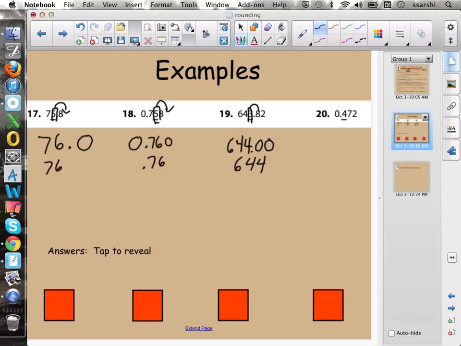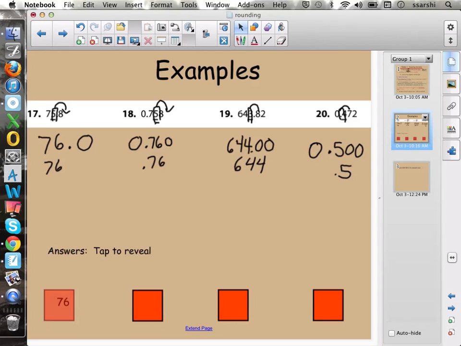We're rounding it to the nearest tenth. Again, I underline it, build the house, look at it. The 4 would become a 5. Everything to the right is a 0. Everything to the left stays the same. So in number 20, our 472 thousandths rounded to the nearest tenth becomes 5/10. Let's check our answers and compare them. And in fact, we see that everything was correct.